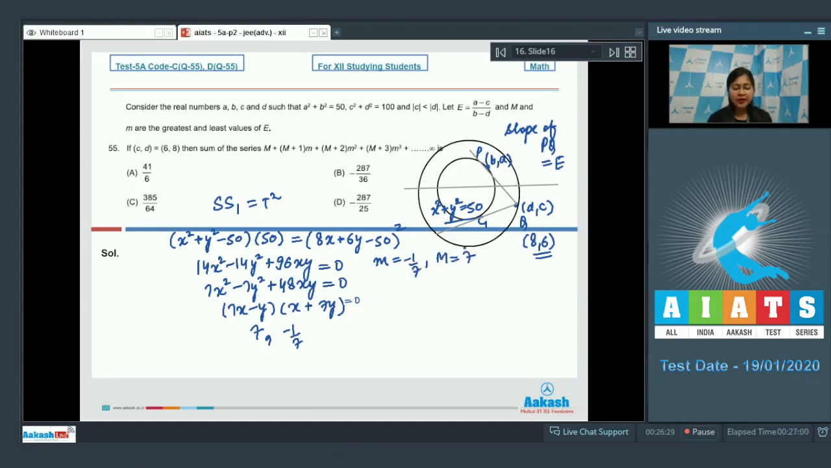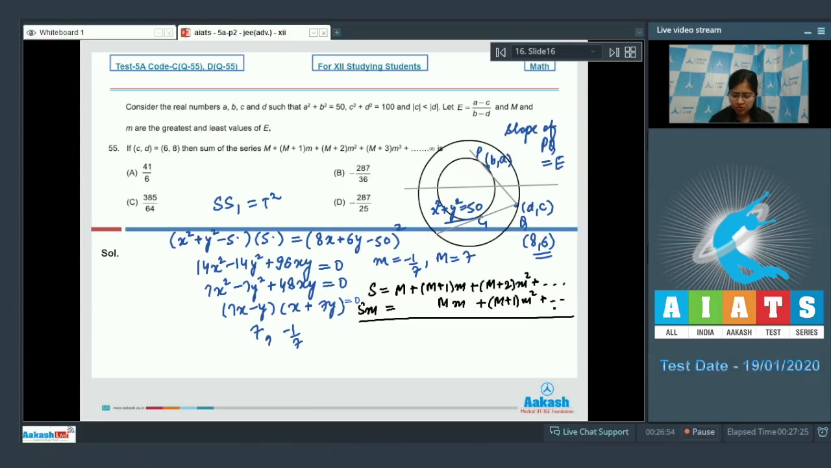Now the values have been calculated. Now let's find the sum of the required series. Let us say S is equal to M plus 1 into M m plus M plus 2 into m square and so on. So let's multiply it with small m. So this is m into M plus M plus 1 into m square and so on. So when we subtract it, it is S into 1 minus m equal to M plus (M plus m) whole square and so on up to infinity.